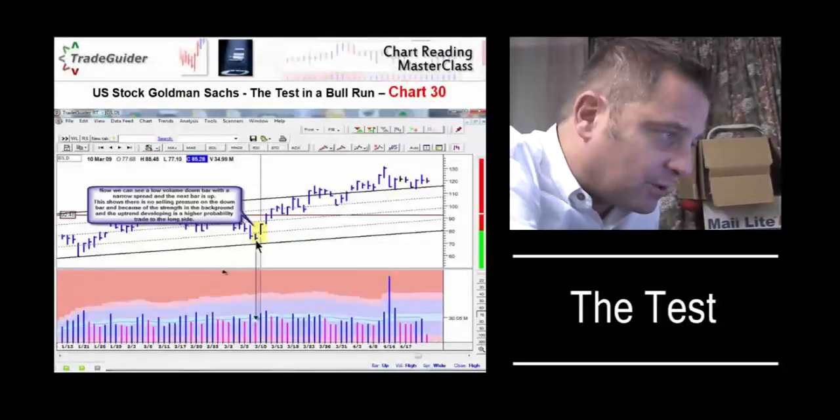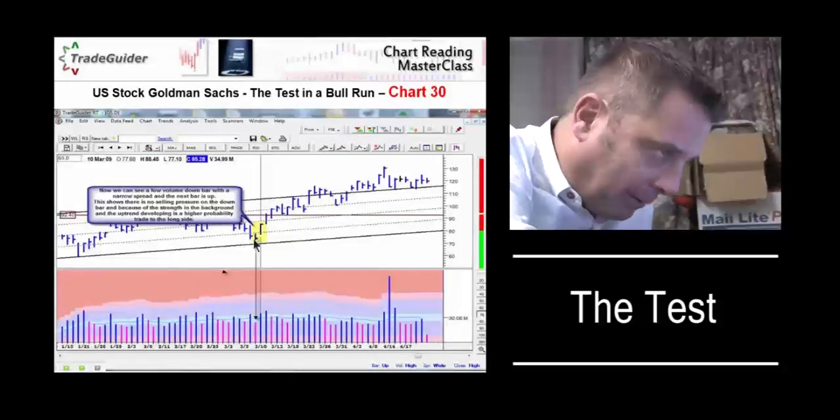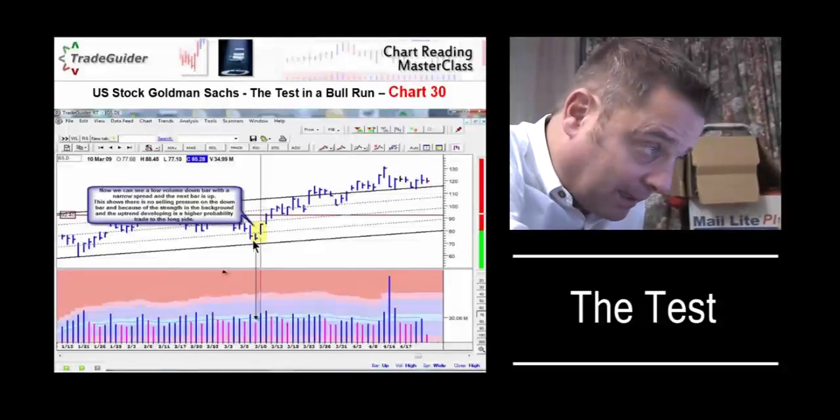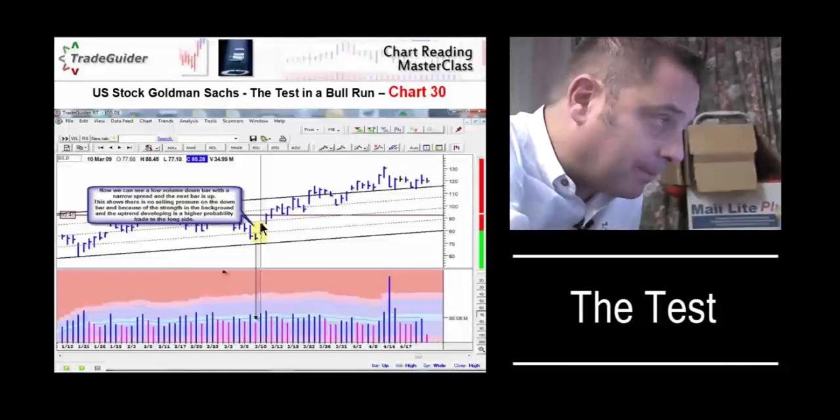But what made it interesting was the range or spread. Very, very narrow spread bar, like this. And then it was right on the bottom of my trend channel, which had been in place for a while, and the next bar jumped up.